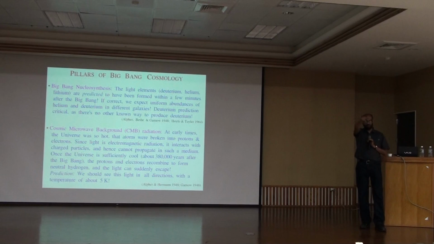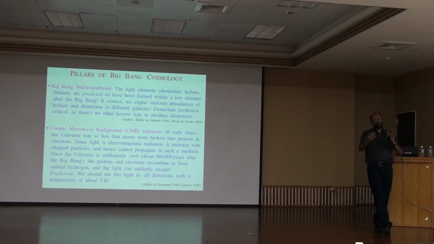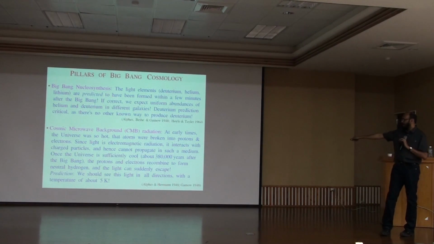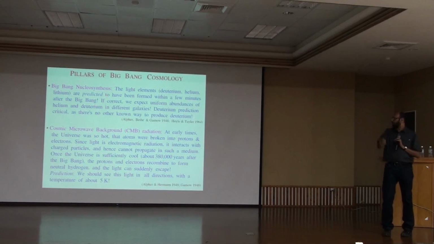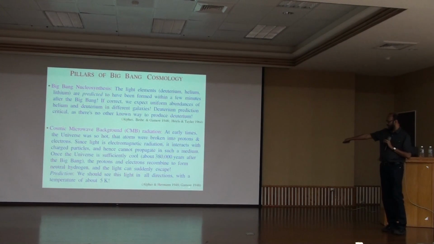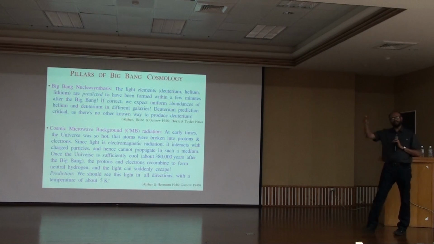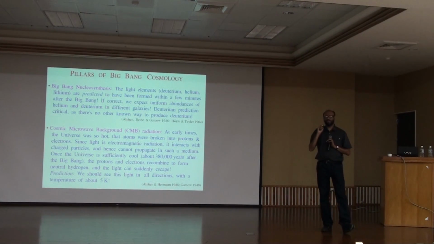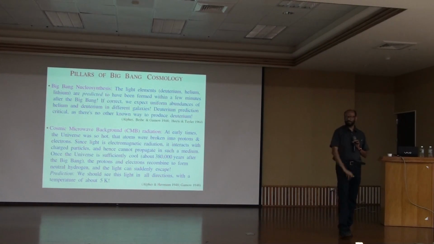It kind of scatters off these particles. And once the universe gets cold enough, the protons and electrons merge together, form hydrogen atoms, and suddenly the light can escape and goes in straight lines. So the prediction from Alpher and Hermann and then Gamow separately is that we should see this light in all directions with a temperature of 5 Kelvin. That's a prediction for the Big Bang.